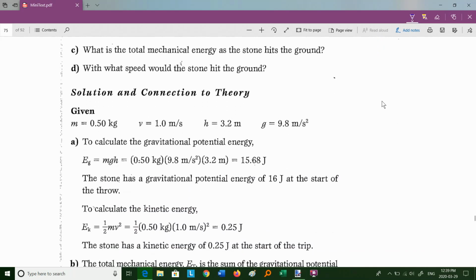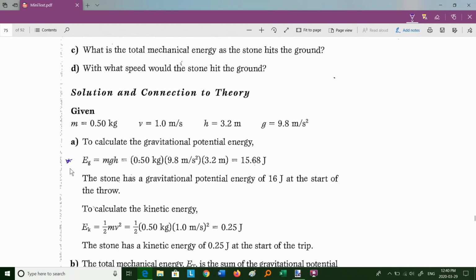The gravitational potential energy, mgh, at the top of the roof: 0.5 times 9.8 times 3.2 is 15.68 joules. The book plays with the sig figs, so it rounds it to 16 joules. Fine. The kinetic energy is not 0 because, again, you aren't dropping the stone, you're throwing it. So it's 1/2 mv squared. So 1/2 times 0.5 times 1 squared is 0.25.